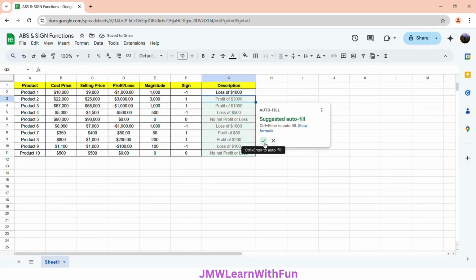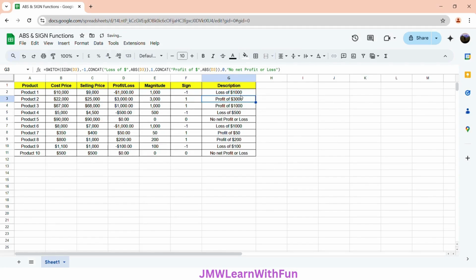Let's autofill the data. We see that we get the description like, loss of $1,000, or profit of $3,000, or no net profit or loss, for the conditions or cases when the SIGN function returns -1, 1, or 0.